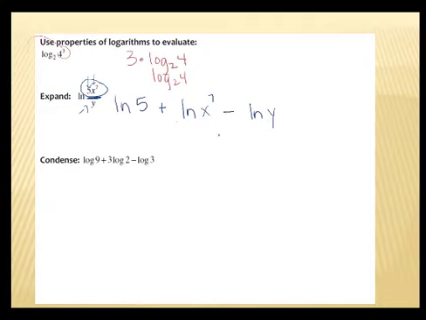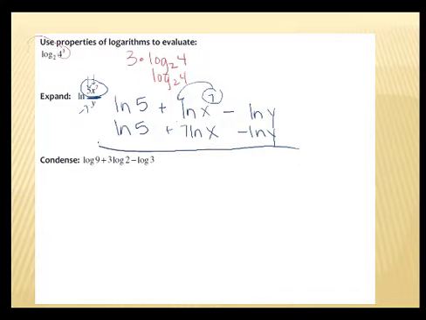Now you would think you're done. However, there's another rule. There's a power rule here. So you want to make sure that the 7 gets brought out in front. But we do not bring it way out here. We just bring it out in front of the section, the term that it's with. So this final answer should be ln 5 plus 7 ln x minus ln y. So that's what we call expanding.